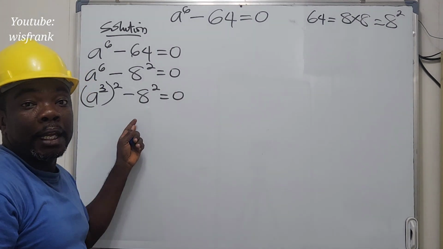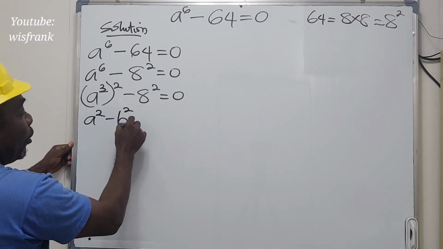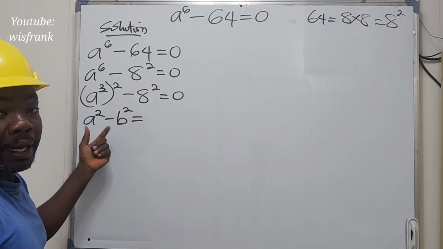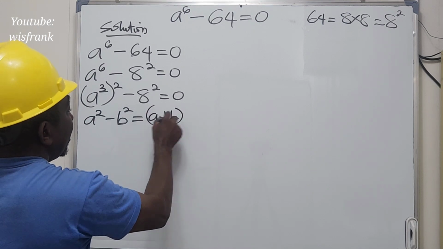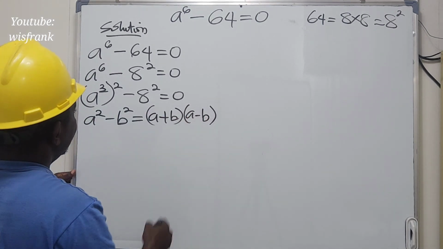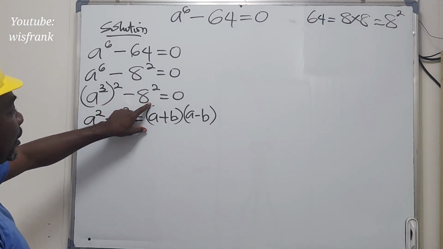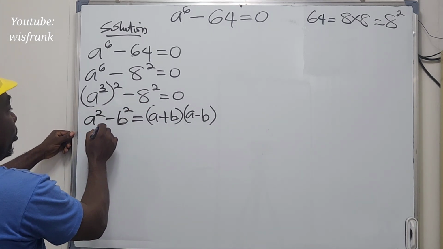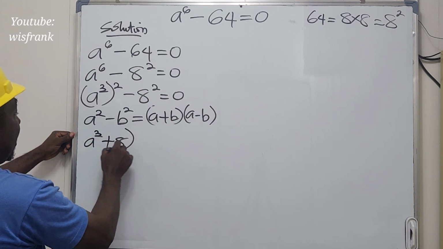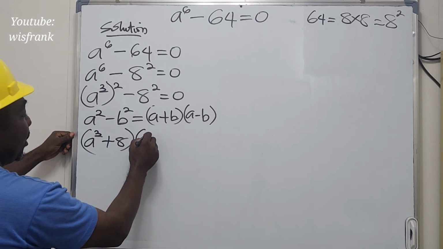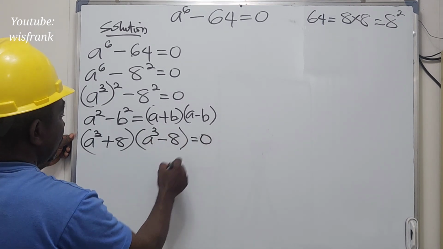If you look at this, it is in the form a to the power of 2 minus b to the power of 2, which is equal to, by the difference of two squares, a plus b into a minus b. So we are going to express this in this format. This is our a and this is our b. Therefore, this will become a to the power of 3 plus 8. That's for the first parenthesis. The second parenthesis, we have a to the power of 3 minus 8, all equals 0.